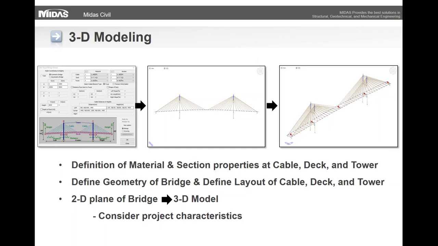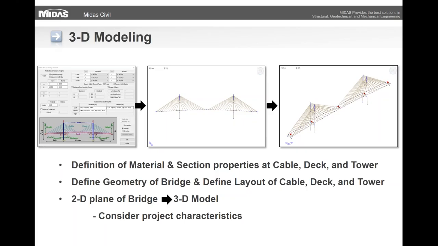Okay, so first of all, the Midas Civil cable stay bridge widget provides a 2D plane. From the 2D, you can define the geometry of the bridge, such as the cable geometry, the deck geometry, and the pylon geometry. Then you copy that geometry to the other side, and you can get the 3D. So you need more work after you use the widget for the cable stay bridge, but this is very simple.